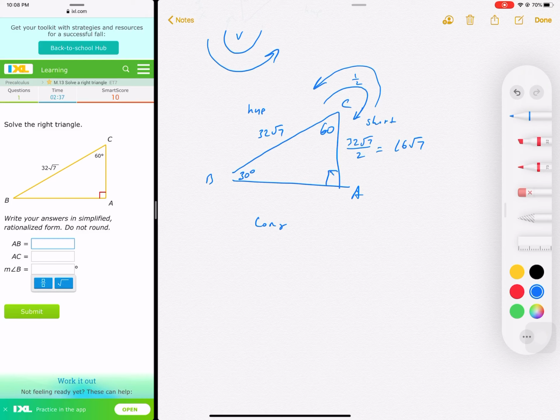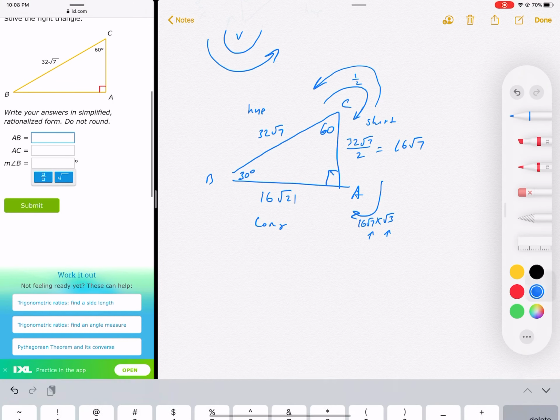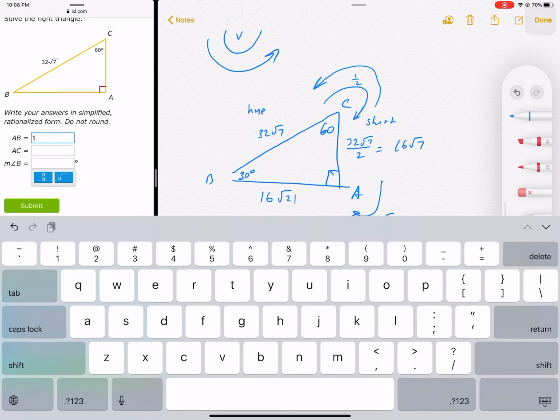Now to get from my short side to my long side, we multiply by square root of 3. So it's 16 square root of 7 times square root of 3. Square roots only affect square roots, so it's 16 square root of 21. Let's fill that out. AB is my bottom side, my long side, 16 square root of 21. The AC on the right is going to be 16 square root of 7. And my missing angle is going to be 30 degrees.